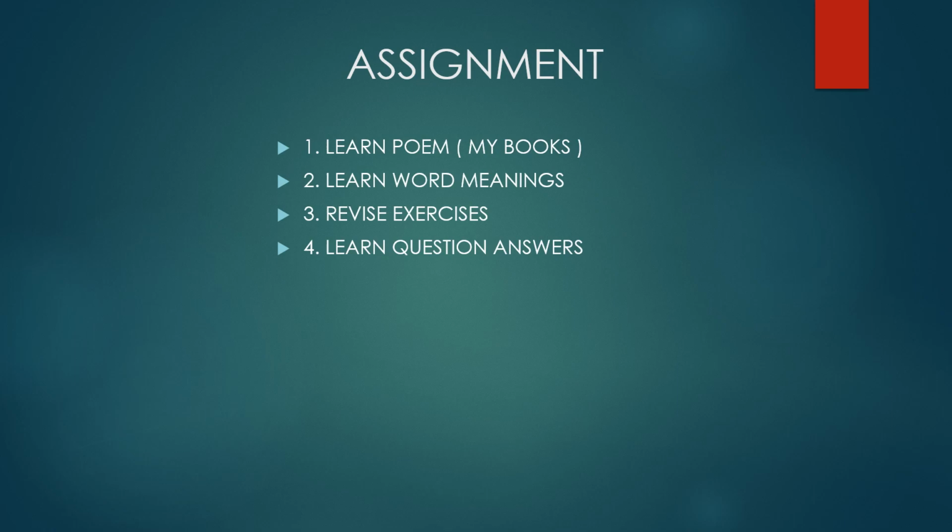Number 2, learn word meanings. Word meanings of chapters 1, 2, 3 and the poems also. Both the poems are there. You have to learn the word meanings of the chapters that are coming in your unit test. Number 3 is revise exercises, which we have discussed here today, and other exercises also you have to revise. Learn all the question answers.